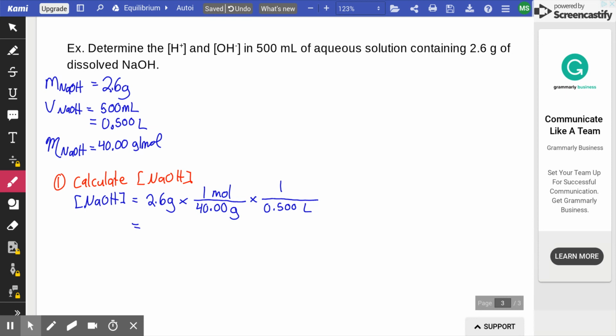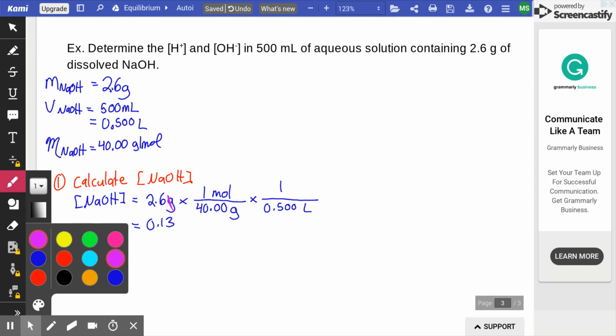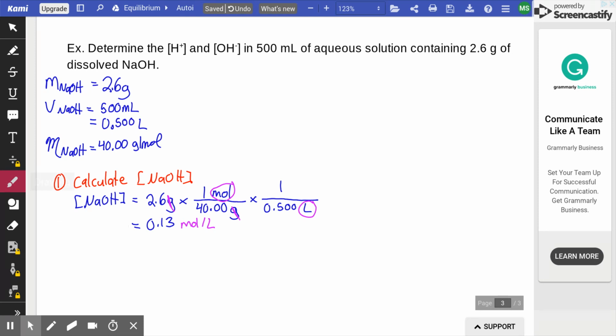We do our math, and we get 0.13. A quick unit check shows us that the grams cancel out perfectly, and we're left with mole per liter, exactly what we're looking for. So we know we set this problem up correctly. So we have a concentration of sodium hydroxide.